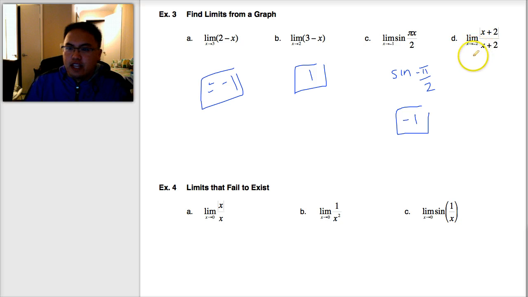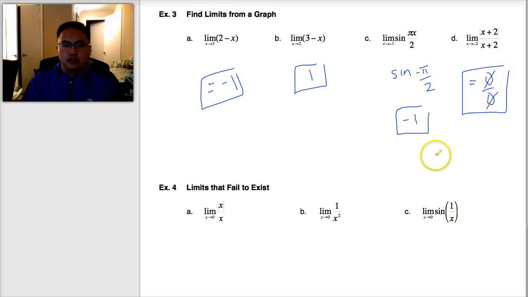And this one says negative 2, so I'll plug in a negative 2 here. Negative 2 plus 2 is 0. I'll get 0 on the top. If I plug in a negative 2 down here, negative 2 plus 2 is 0. I have a 0 over 0 case. We're not going to do these limits that fail to exist. As a matter of fact, let me just go on to the next notes, because I think you guys understand direct substitution pretty easily.